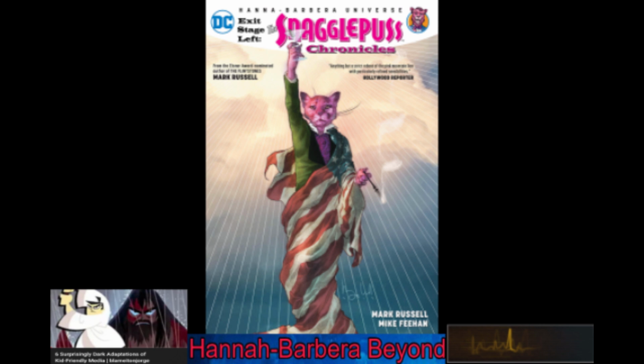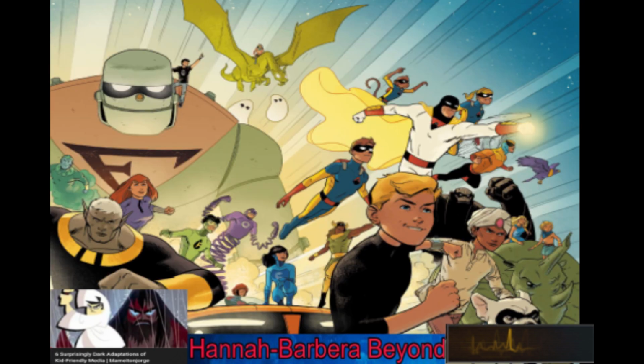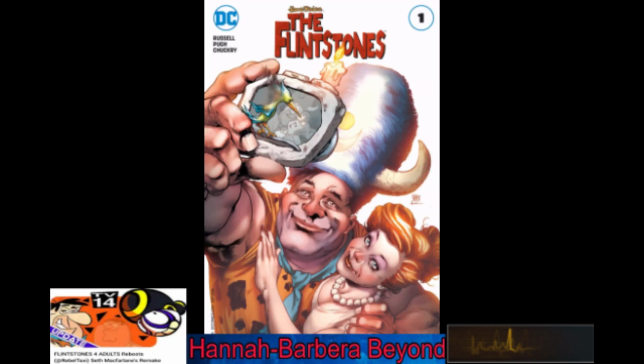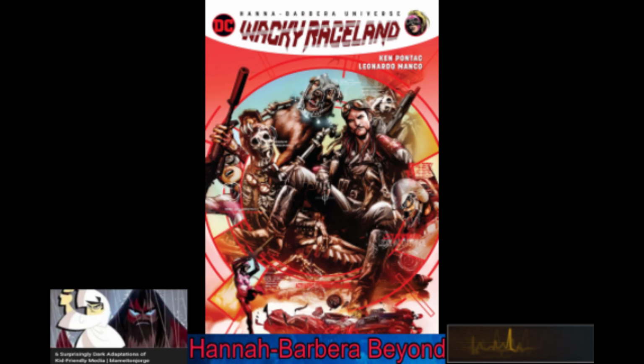Quickly going down that order, Future Quest is sort of a crossover action comic book series with Johnny Quest, Space Ghost, and Birdman, to name a few. Scooby Apocalypse is set in a post-apocalyptic world where the monsters are real this time, for the third time, I think. The Flintstones goes through the dawn of society as the cavemen now start questioning many topics that have become common in the modern age, such as marriage, religion, and more. Wacky Raceland basically turned into Mad Max.